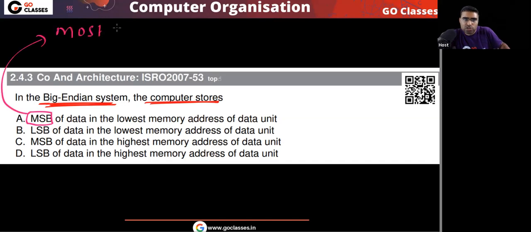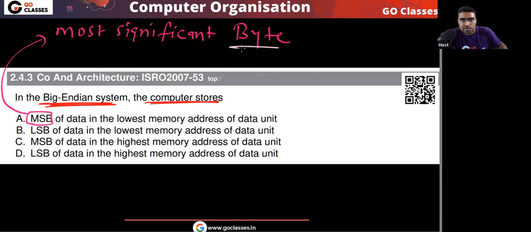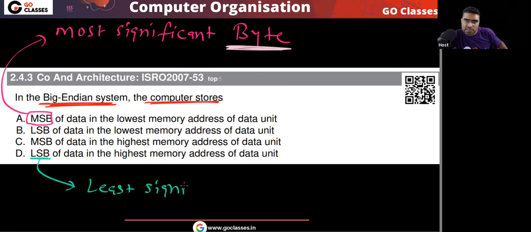This does not mean most significant bit. This means most significant byte. Okay, is this clear? This means most significant byte. Similarly, this means least significant byte.